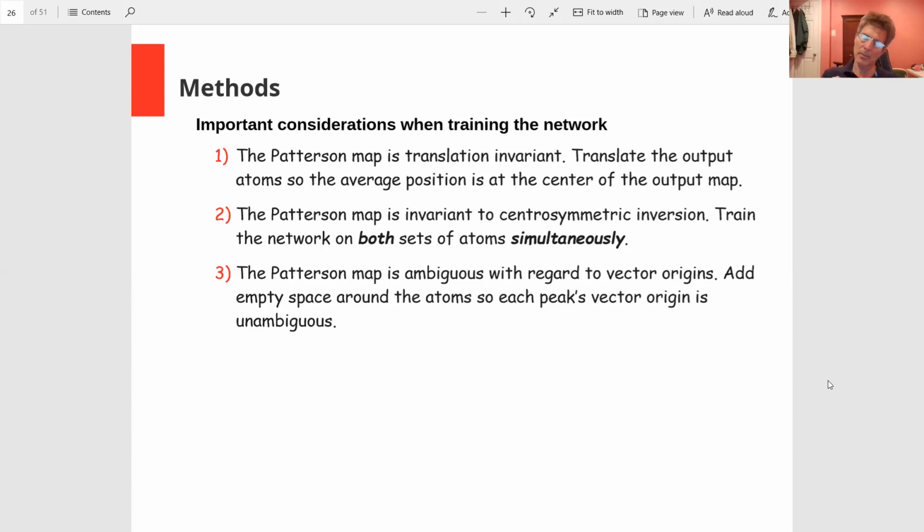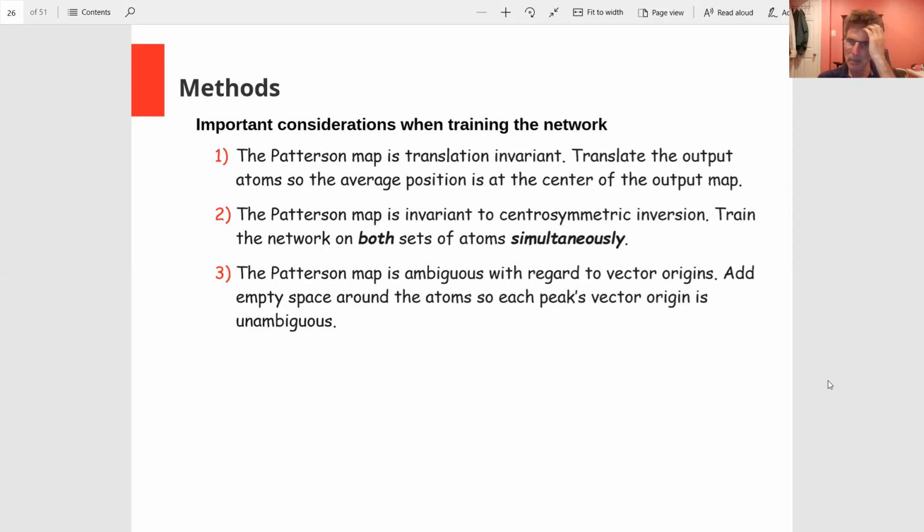Okay, the second important consideration is that the Patterson map is invariant to centrosymmetric inversion. What does that mean? That means if you have a certain configuration of atoms and you calculate the Patterson map for it, and then you were to take the centrosymmetry related atoms and calculate the Patterson map for that, it would be identical. And that's a problem for the network to train on.